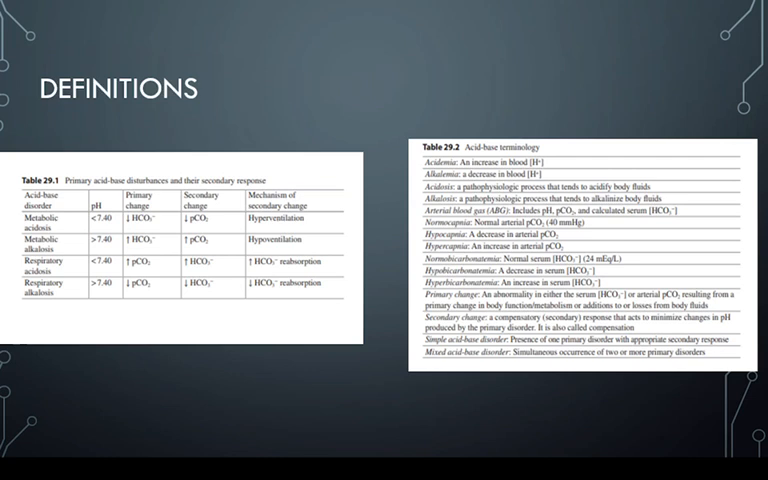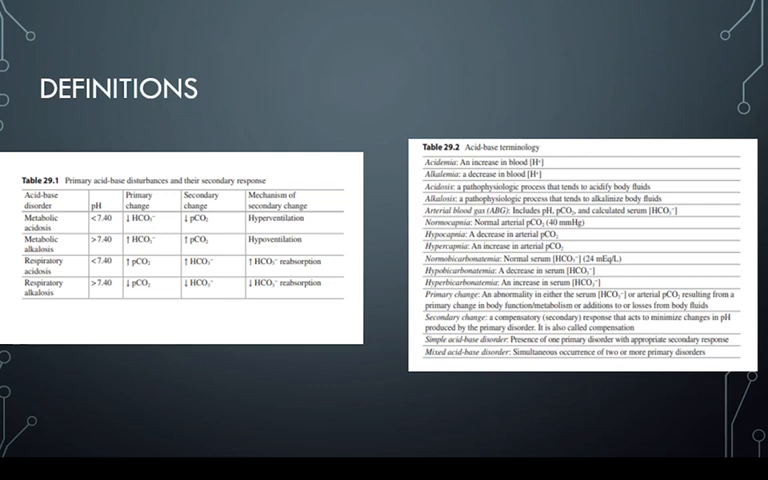So in metabolic acidosis, the pH will be less than 7.4. The primary change will be a drop in the bicarbonate, and the compensatory change will be a decrease in the PCO2. This happens because of the Henderson-Hasselbalch equation, which tries to maintain the pH at normal. And metabolic alkalosis is where the pH is more than 7.4 and there is an increase in the bicarbonate, and as a compensatory response, there will be an increase in the PCO2.